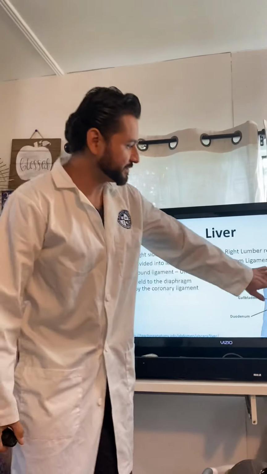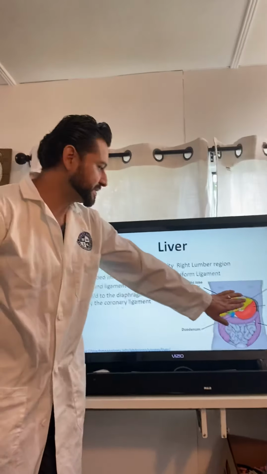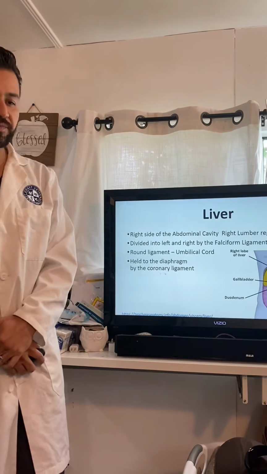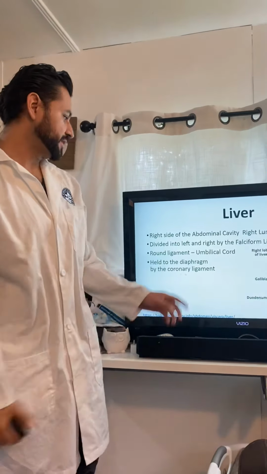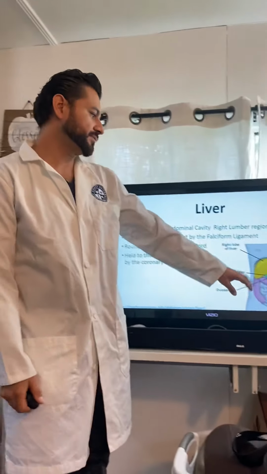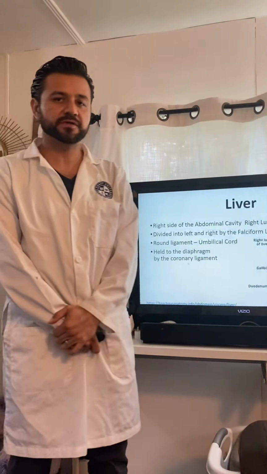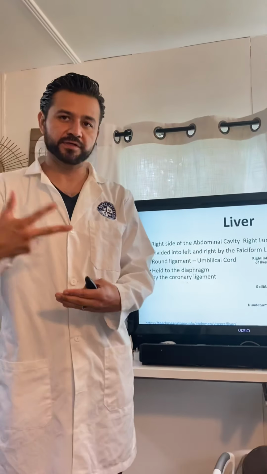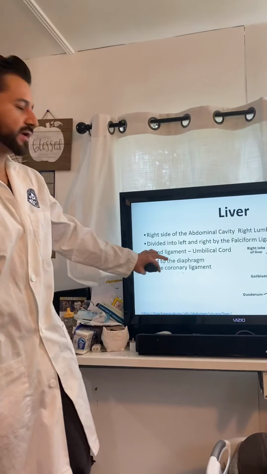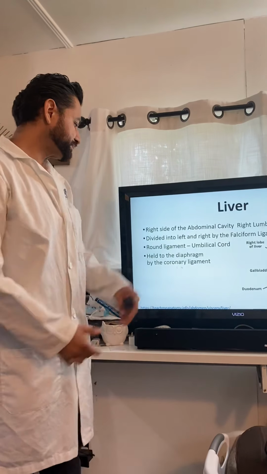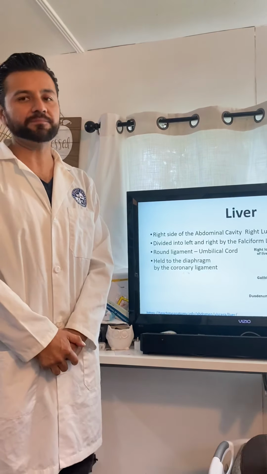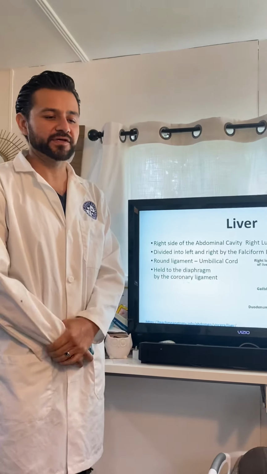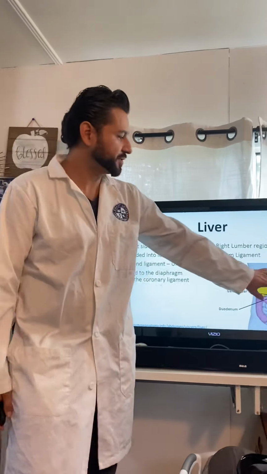The falciform ligament right here can be seen, and it divides the liver into the left and the right. A little bit of extra information: the round ligament found in the liver area is a vestige from the umbilical cord. Once the baby's born, the umbilical cord is cut and the round ligament is left. The top part of the liver is held by the coronary ligament, which will be around this area here.